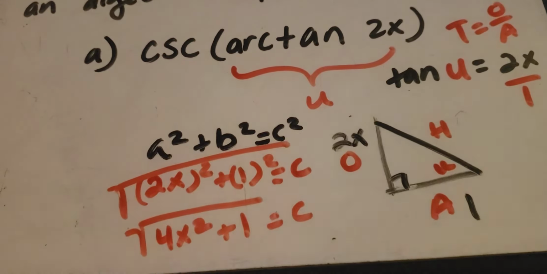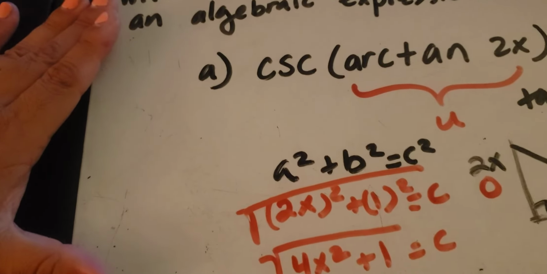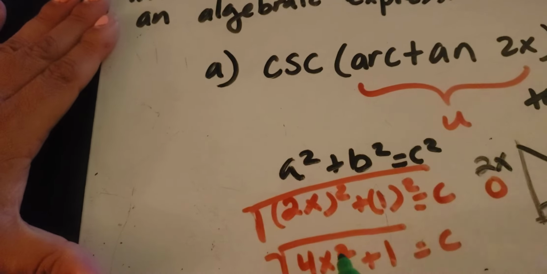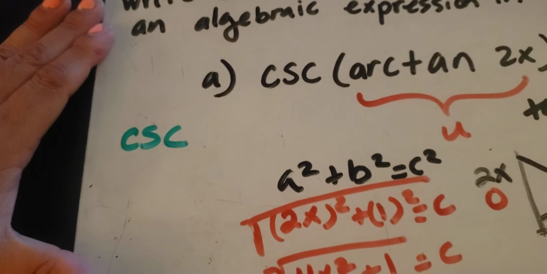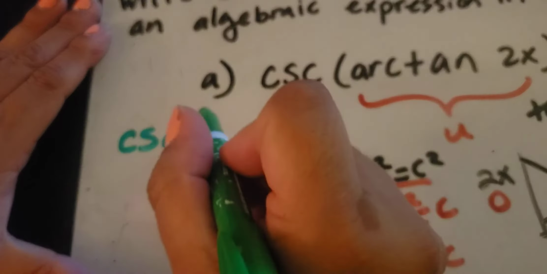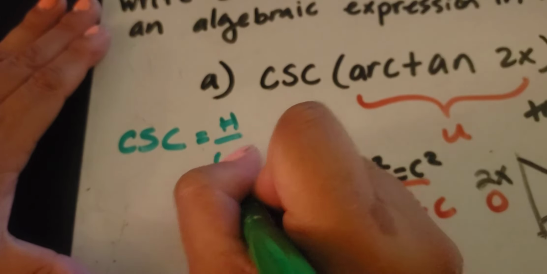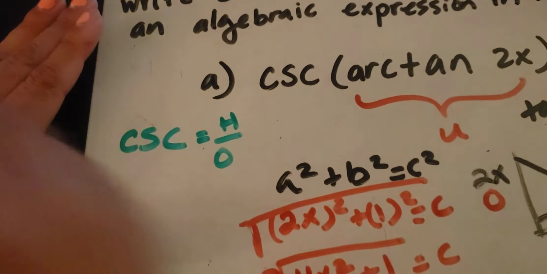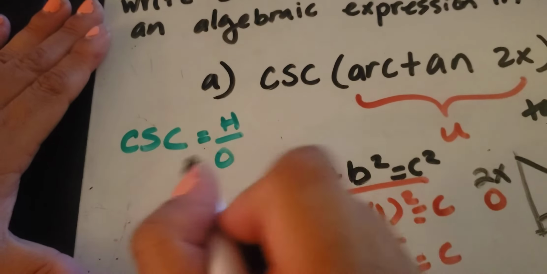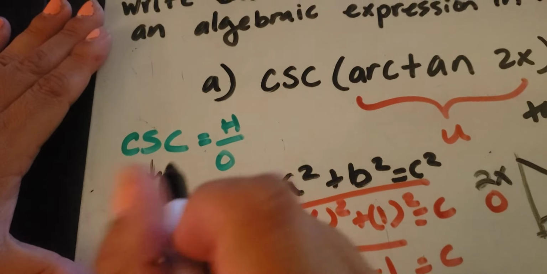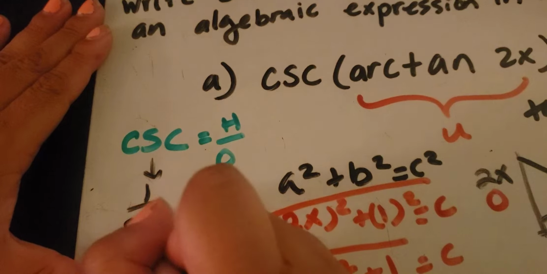Let me use a different color and let me move this whiteboard. Sorry, between the title and the directions, it takes up a lot of my room. So from before, you know that cosecant is the same as hypotenuse over opposite, because remember, cosecant is basically the reciprocal of sine.